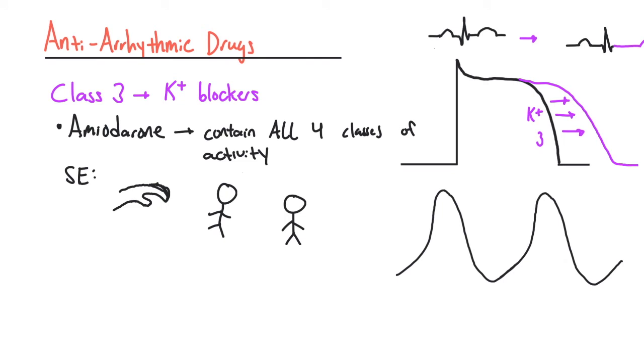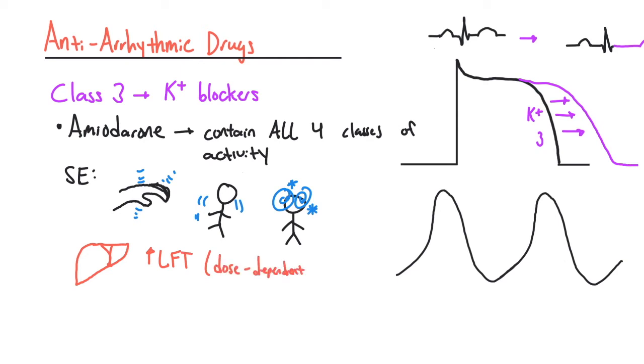Amiodarone is also known to cause tremors, ataxia, or loss of coordination, almost a feeling of drunkenness, and dizziness or lightheadedness. Amiodarone can also cause increased liver function tests, and this is dose dependent. Although of note, hepatitis with amiodarone is rare.